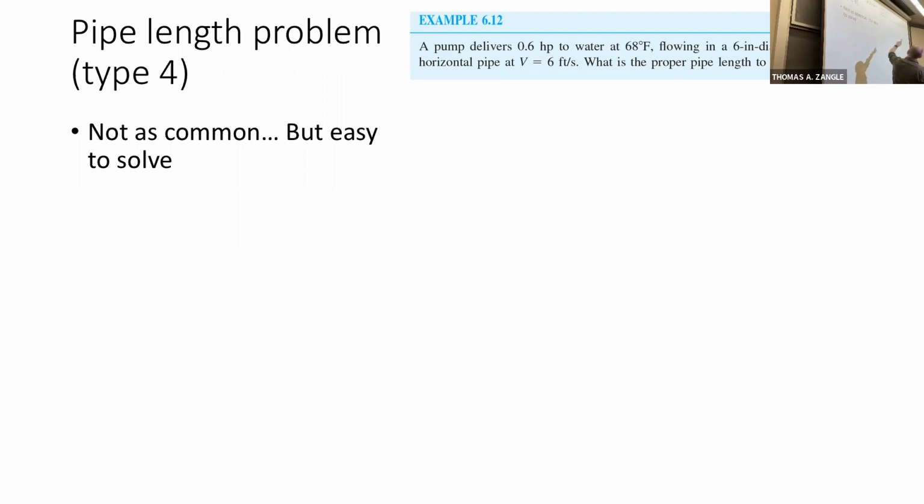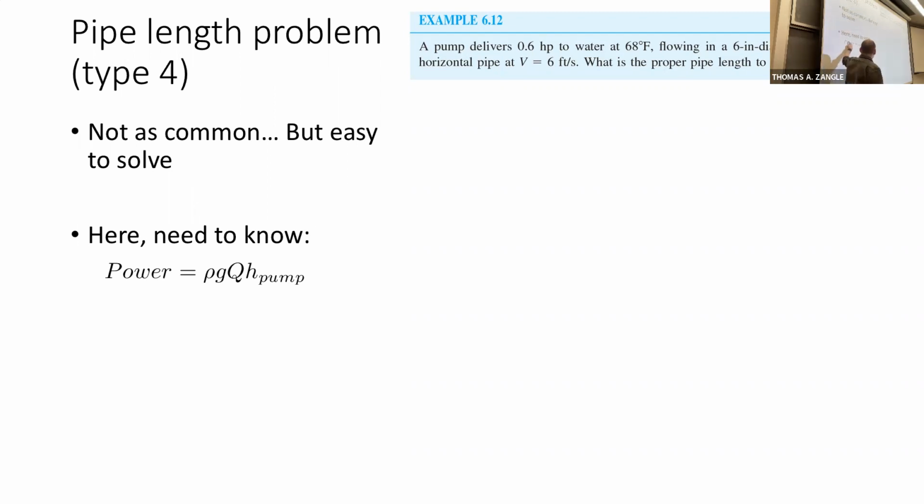In this case, we're given that a pump delivers 0.6 horsepower to water at 68 degrees, in a 6-inch diameter asphalted cast iron horizontal pipe at 6 feet per second, and we want to find the proper pipe length to match these conditions.